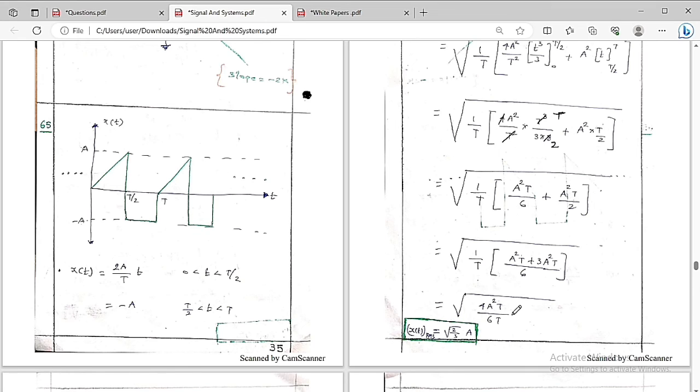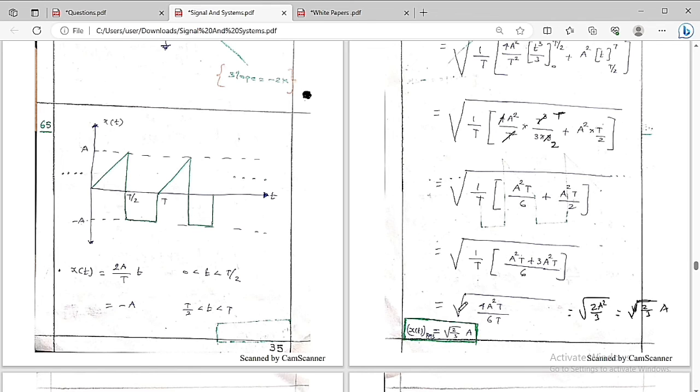Therefore, what we are going to get finally is equal to under root of 2 by 3 A square. So A square is going to come outside. Therefore, finally we are going to get under root of 2 by 3 into A. So under root of 2 by 3 into A is the correct solution of this question. Under root of 2 by 3 into A is the RMS value of the signal x of t.